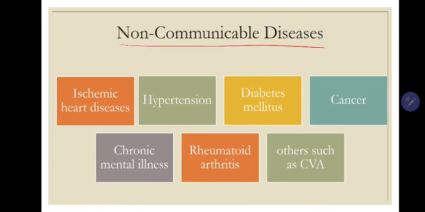Non-communicable diseases, also these could be other forms of chronic diseases. Non-communicable diseases include, for example, ischemic heart disease, hypertension, diabetes mellitus, carcinoma, chronic mental illnesses, rheumatoid arthritis, and others, for example, cardiovascular accident or stroke. All of these represent chronic, non-communicable diseases. It means there is no transmission.